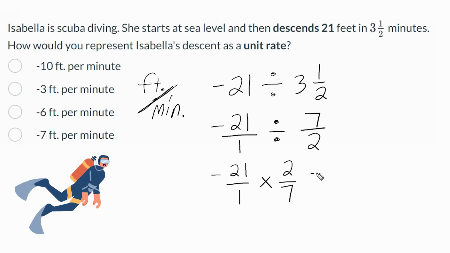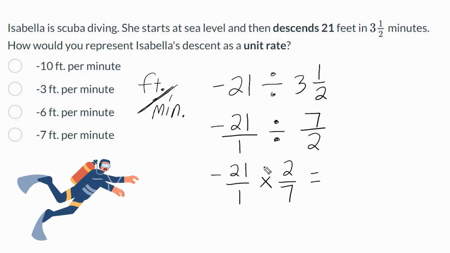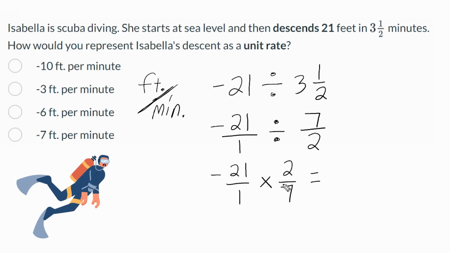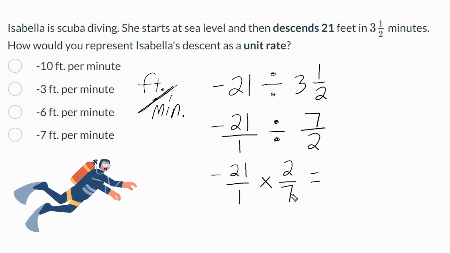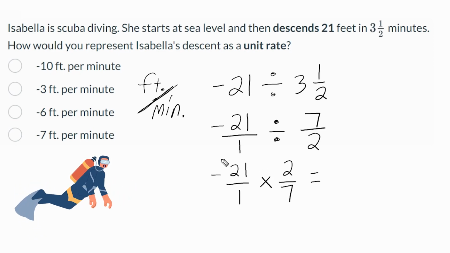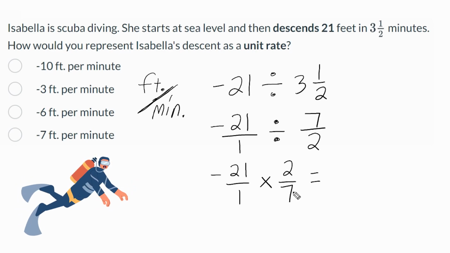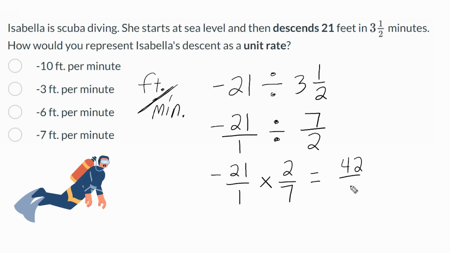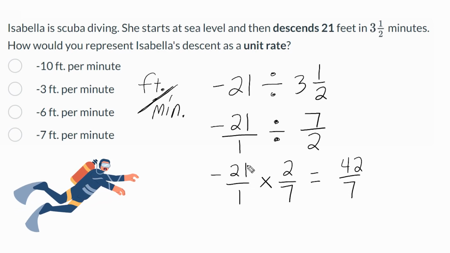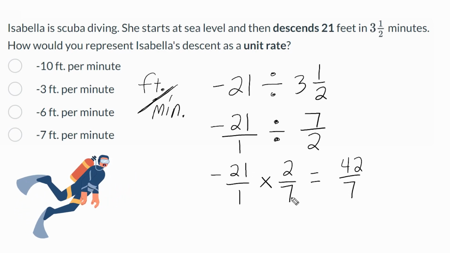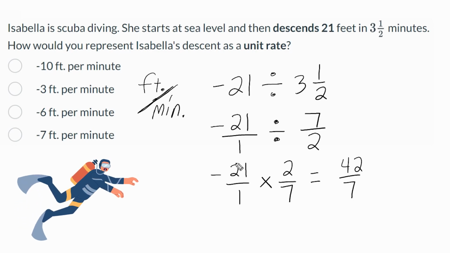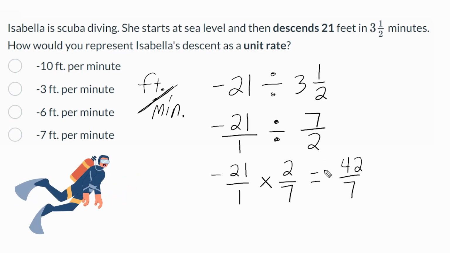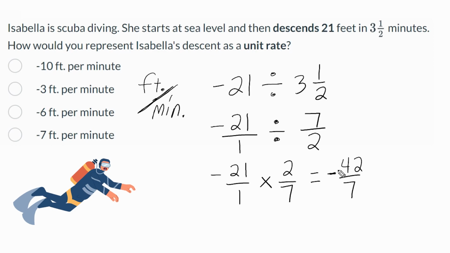All right, now what we could do is we could just multiply straight across if we wanted to, or we could do some cancellation, like we could take 21 over 7 and just reduce that to 3 over 1. Or like I said, we can go straight across and reduce at the end. So let's do 21 times 2, which is 42. And the denominators have a product of 7. And remember, this fraction was negative, and this fraction is positive, and a negative times a positive is always a negative. So all you have to do now is reduce this.